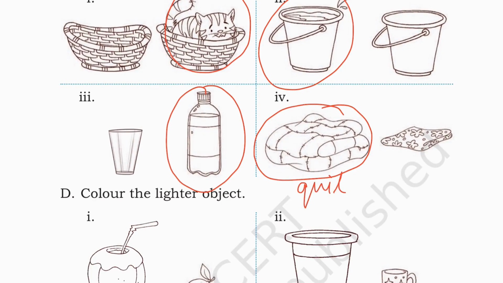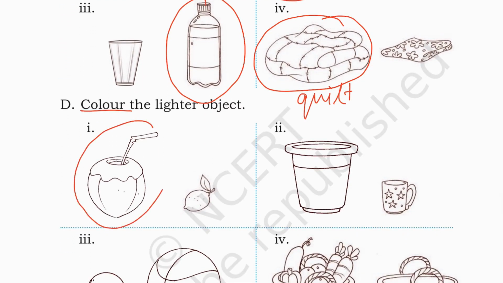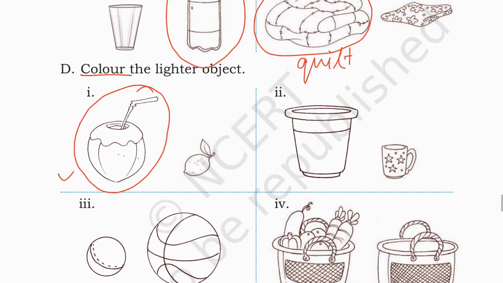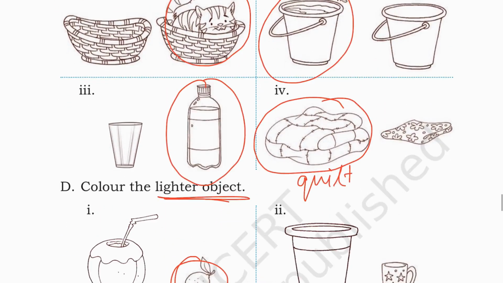This quilt is heavier. You can color it. This is coconut. This is light. Okay, this is heavier. Color the lighter object. The question asked here, color the lighter object. This is the lighter object.